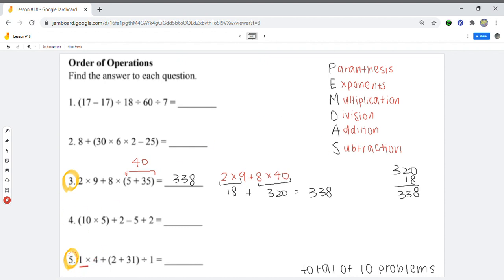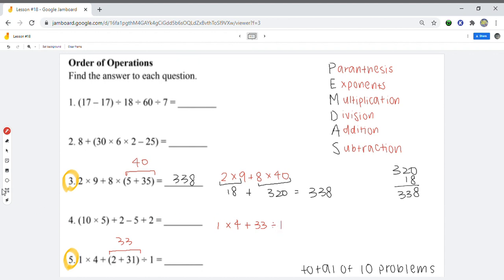So now look at number 5. 1 times 4 plus, in parentheses, 2 plus 31, divided by 1. Okay, well, first of all, parentheses, that's the first thing in PEMDAS, the P. So we're going to do the operation inside the parentheses. 2 plus 31, which is 33. Just going to write this on the side again. 1 times 4 plus 33 divided by 1.